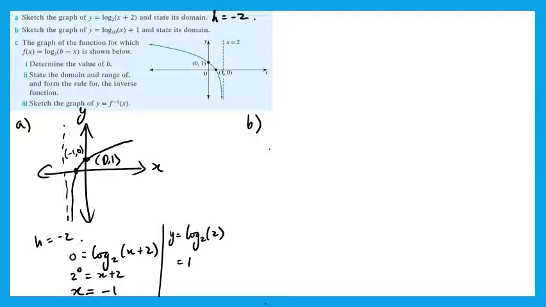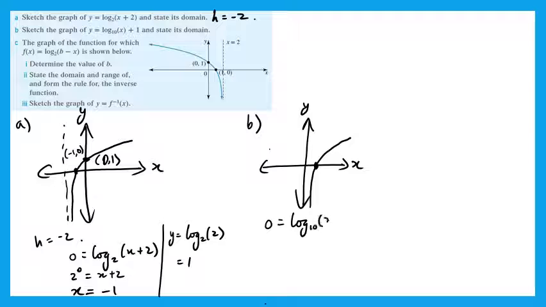Part B. If we shift it up by 1, it doesn't actually do much, except for changing the y-intercept. So we just have to find the x-intercept. So 0 equals log 10 of x plus 1. Log 10 of x is equal to -1. Rewrite this so that we have x equals 10 to the power of -1. So then x is equal to 0.1.